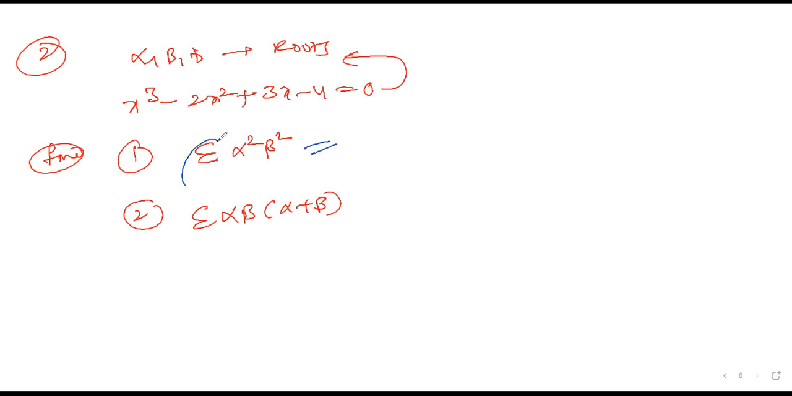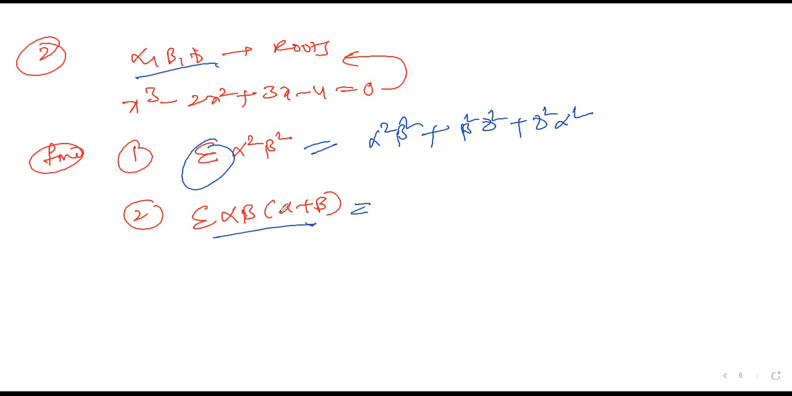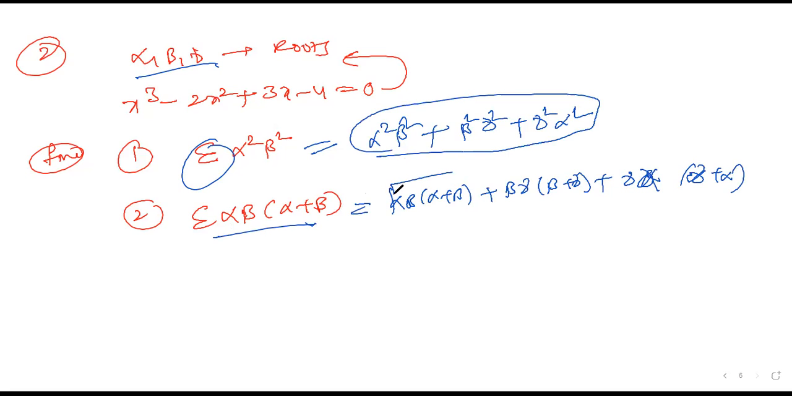When you open the sigma, what comes? Alpha square beta square, because alpha, beta, gamma are variables. Alpha square beta square, next beta square gamma square, plus gamma square alpha square. If you open this like this, three terms will come: alpha beta of alpha plus beta, next beta gamma of beta plus gamma, plus gamma alpha of gamma plus alpha. Am I clear, right? Yes, sir.